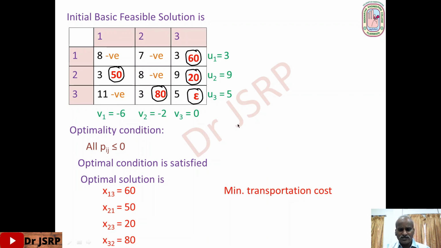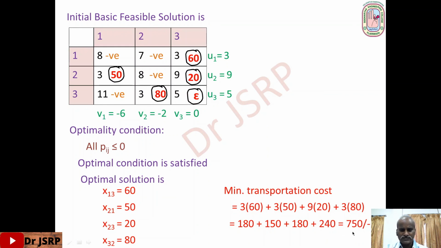The minimum transportation cost equals, multiply the amounts with the corresponding unit cost: 3 into 60 plus 3 into 50 plus 9 into 20 plus 3 into 80, that is 750 rupees. So this is the transportation schedule.